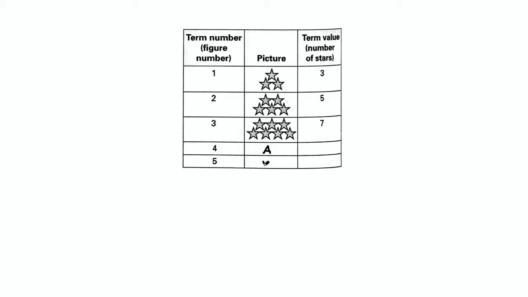So the picture here, A and B, right? The pattern here, these three, we add 2 to the side. We start with these 3, then we add these 2, then we add another 2.